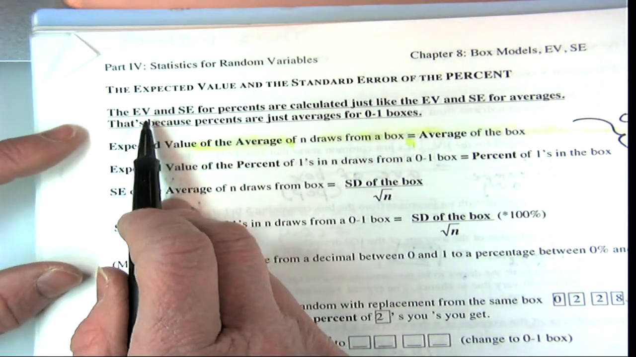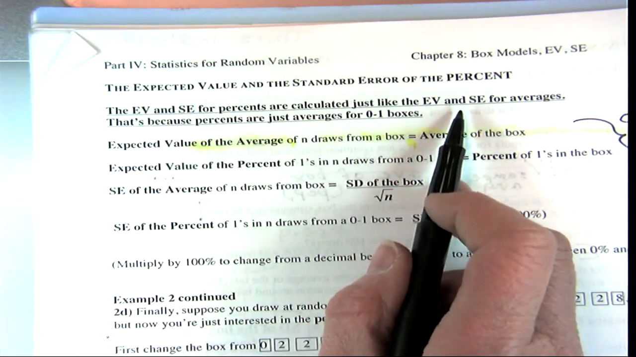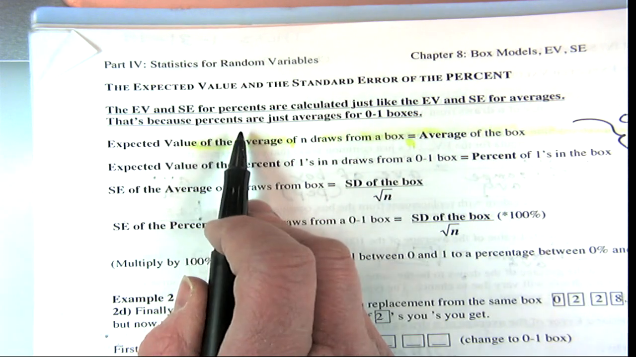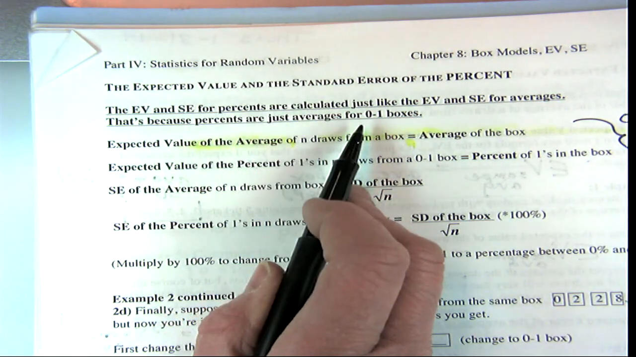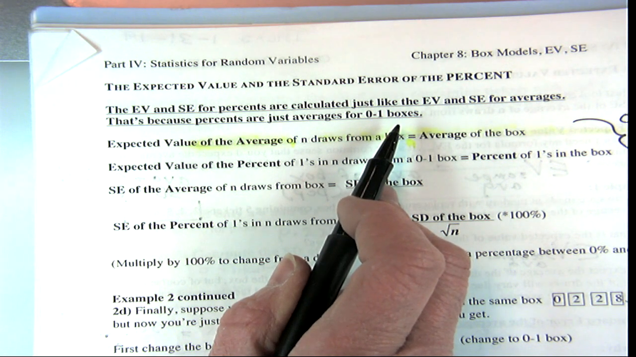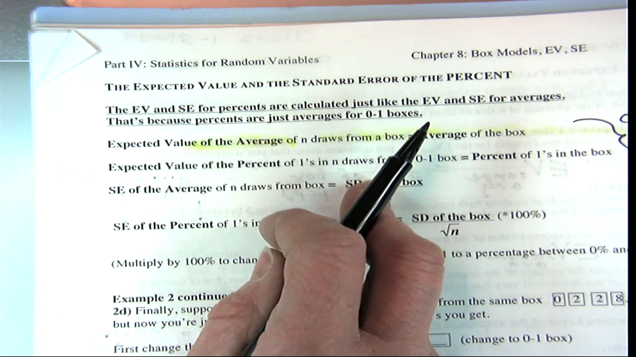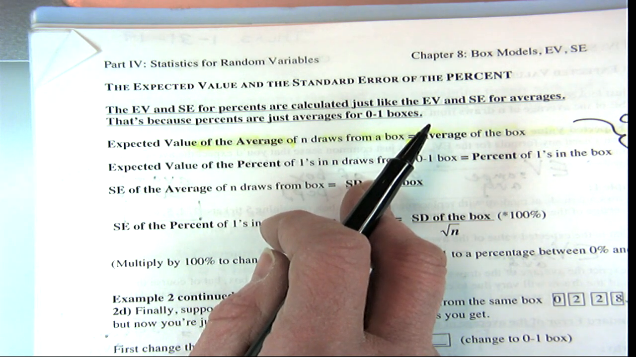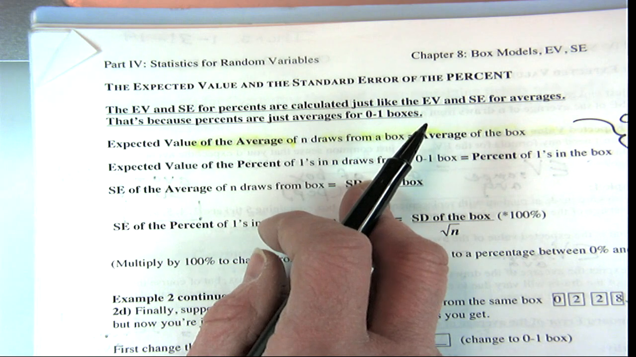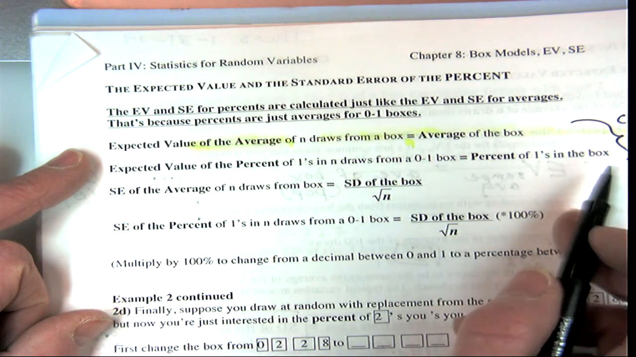I should read this to you because it will help you understand it. The expected value and the standard error for percents are calculated exactly the same way as for averages. That's because percents are just averages for 0, 1 boxes. Aren't they? They're exactly the same, just you change it to a percent. So if you take the average of a box that has 20% ones and 80% zeros, it's just going to be 0.2. And changing it to a percent is 20%. So it's exactly the same thing. So it's the same formula.